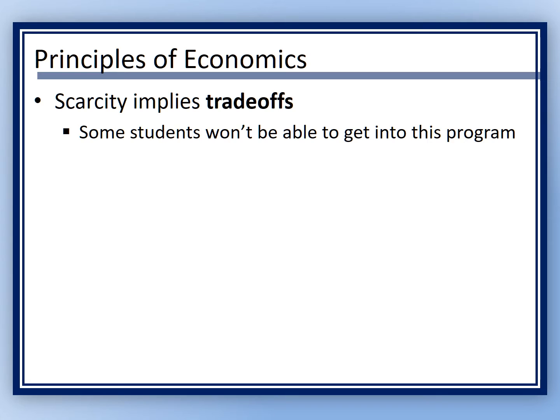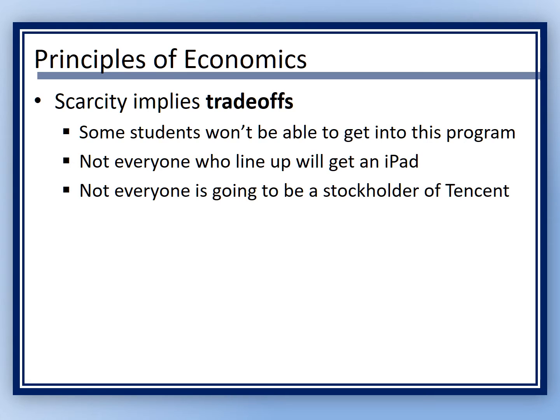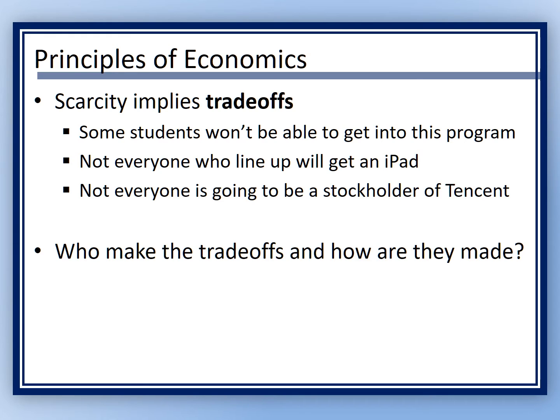You don't have the ability to get everything you want. Some students won't be able to get into this course. Not everyone who lines up will get an iPad. And not everyone will be a stockholder of Tencent. In fact, I think for companies like Tencent in particular, a large part of the stock is not actually publicly traded, so that makes it even harder to get one. So who makes the trade-off and how they make it is what economists spend a lot of time studying.